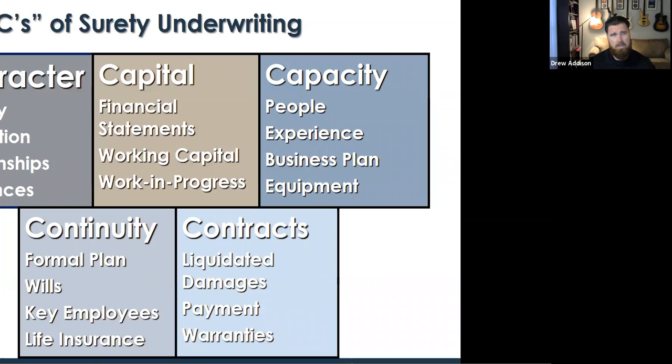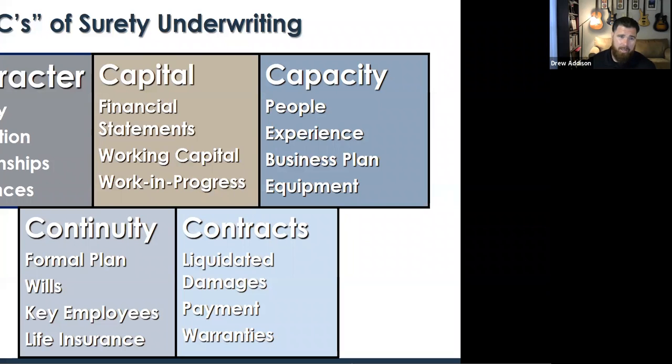A lot of times in these surety presentations or lunch and learns, you'll hear the 3 C's of surety: character, capital, and capacity. And there's also the additional 2 C's: continuity and contracts. These are very important. I always say this falls into the gray lines of underwriting. Not so much capital and capacity, but the character side is extremely important. It's not just your financials being reviewed. It is what you do, what's your experience, and how do you run your business? What are the processes? Who are your key employees, and what is their experience? All of that is considered.